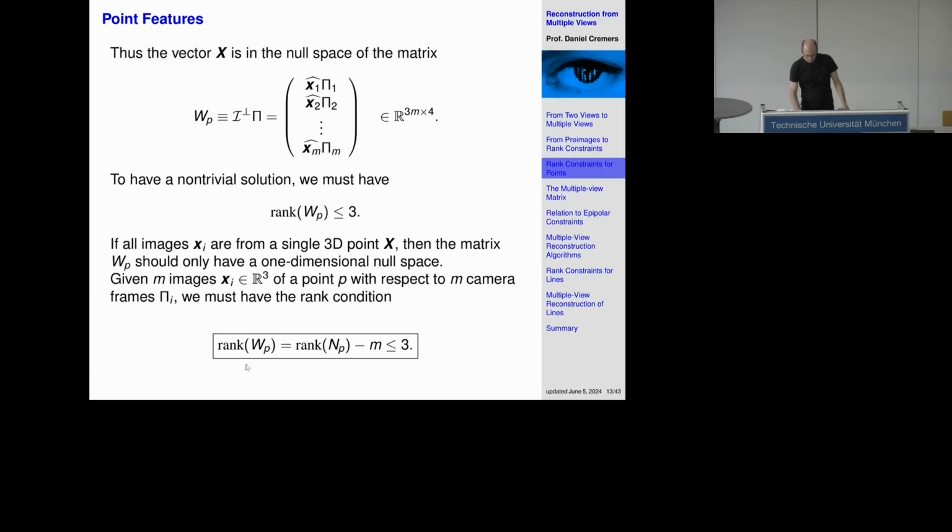And so we now talked about the matrix NP and the matrix WP, and we showed that the matrix WP has a rank that is the rank of NP minus m, and that is 3. So you see, we simplify things a little bit, so we have a matrix with 4 columns, and we say this matrix should have at most rank 3.